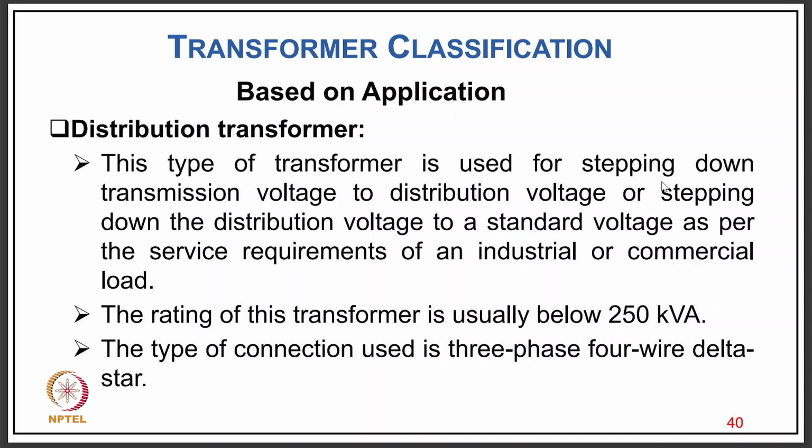Of course, because of this reason we have to keep the primary in delta, otherwise on the high voltage side we normally prefer to have a star connection. But here we have a delta connection so that it provides the path for the circulation of harmonic current, and that provides the stable neutral for the isolated secondary of the 4-wire system.